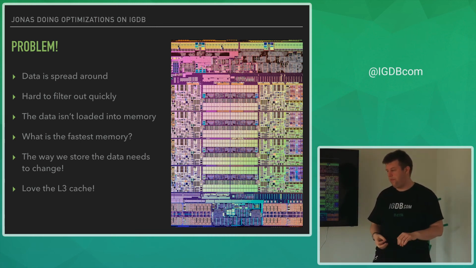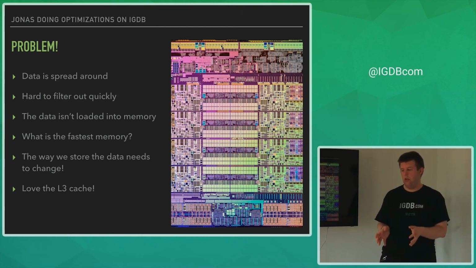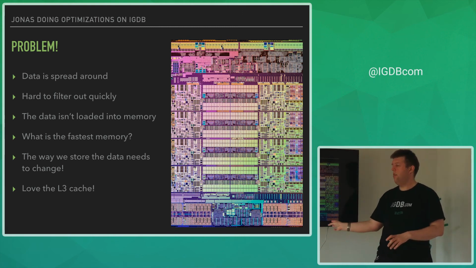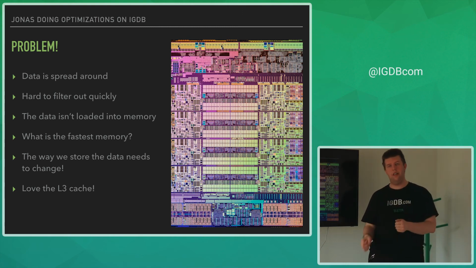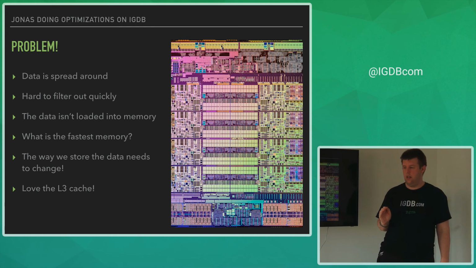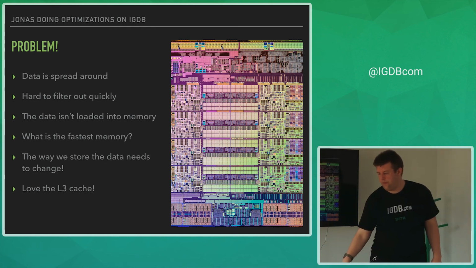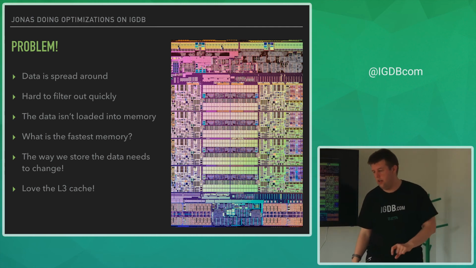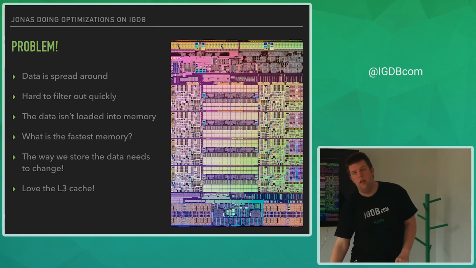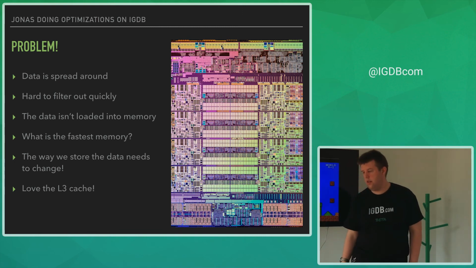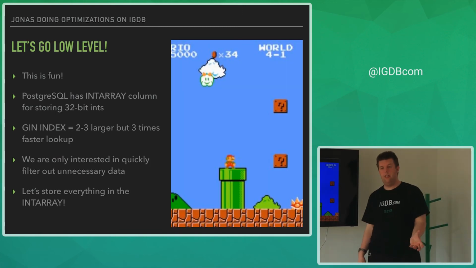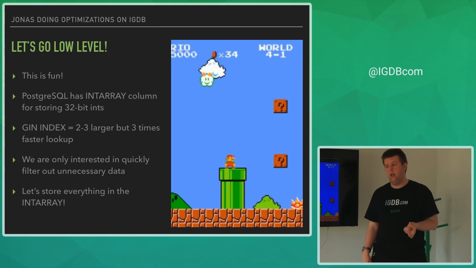inside the computer, so we can fit it into this level 3 cache. So basically, love your level 3 cache. Levels 1 and 2 are much harder to control. Therefore level 3 is the best. So let's go low level instead. This is fun, I like low level stuff.